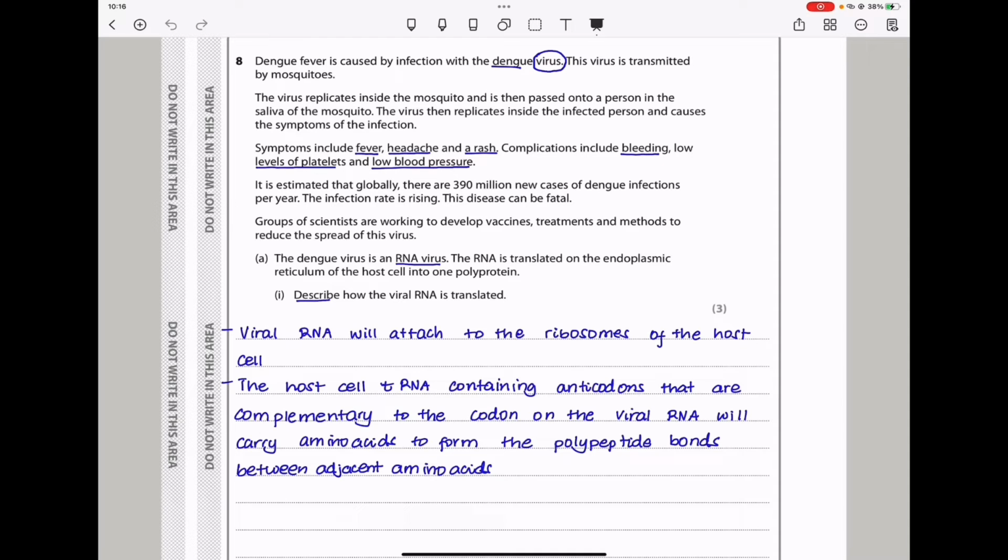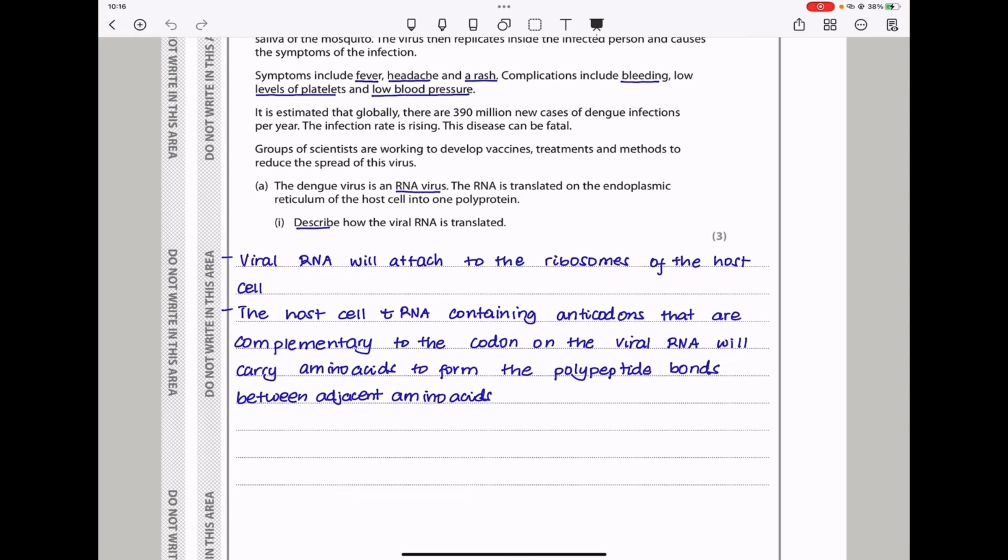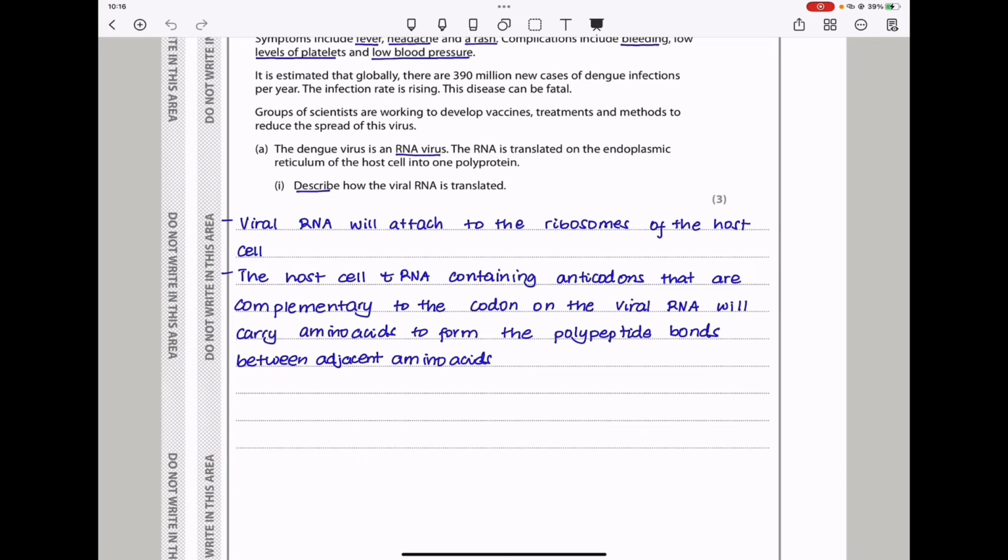It is estimated that globally there are 390 million new cases of dengue fever per year. The infection rate is rising. This disease can be fatal. Groups of scientists are working to develop vaccines, treatments, and methods to reduce the spread of this virus. In part A, the dengue virus is an RNA virus. The RNA is translated on the endoplasmic reticulum of the host cell into one polyprotein.